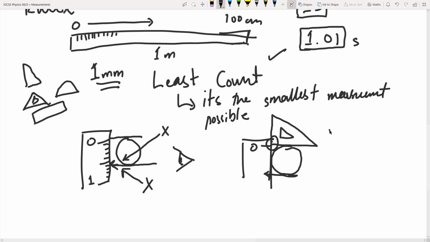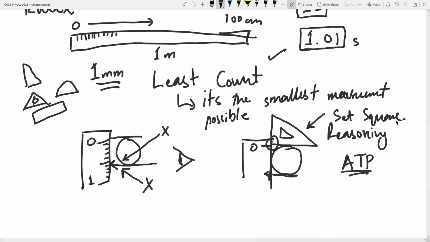So this is actually a reasoning question asked in the ATP. So it's an ATP based method. I'm going to suggest that you use a set square to have accurate measurement, right? So accuracy will be better if you're using these set squares to help you keep your objects and measurements at a better accuracy level, right?